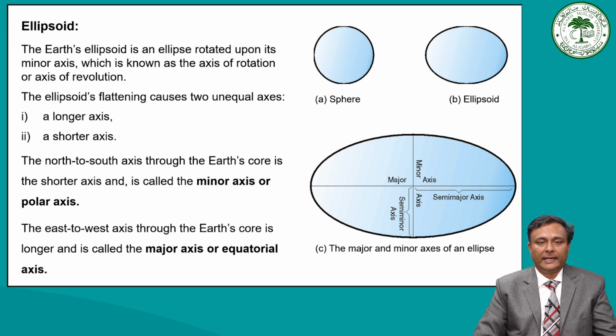it is an ellipse rotated upon its minor axis, which is known as the axis of rotation or axis of revolution. The ellipsoid's flattening causes two unequal axes, as you can see in the diagram also, a longer axis and a shorter axis. And the diagram also represents the difference between the shape of a sphere and an ellipsoid.